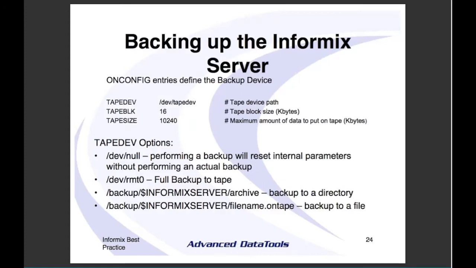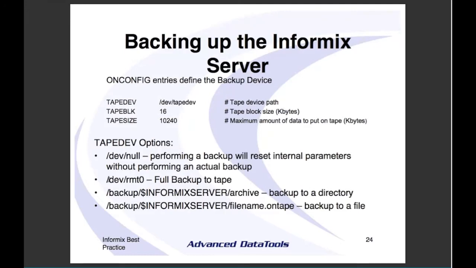Now, for Ontape, you set up the tape dev options, and you can have it go to a file. You can have it go to dev null, which means it will reset the internal parameters and not do a backup. Now, that means the server will think you've done a backup, but you haven't. And that can be kind of fun.